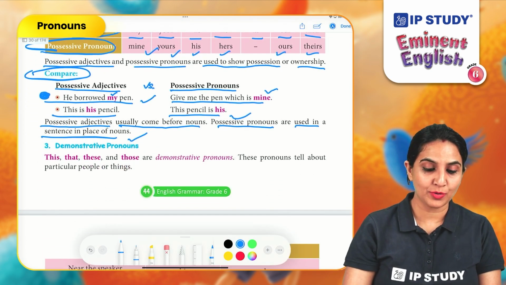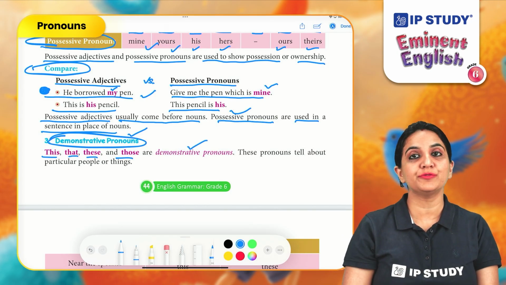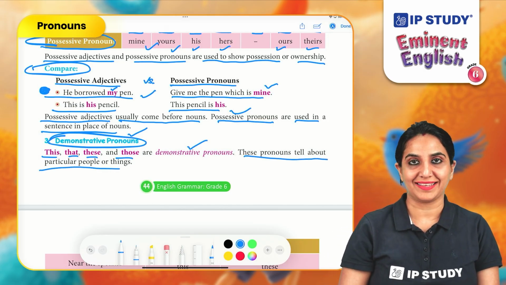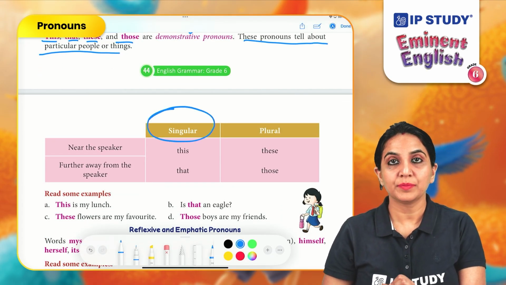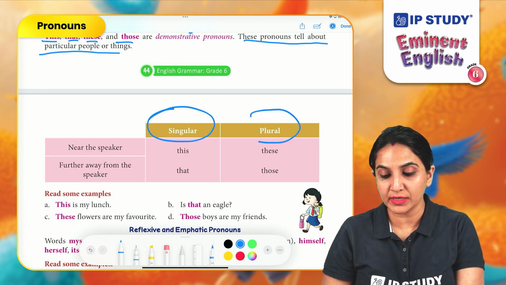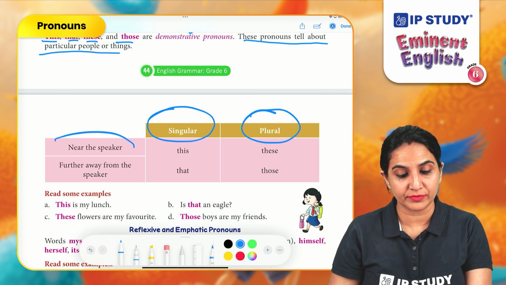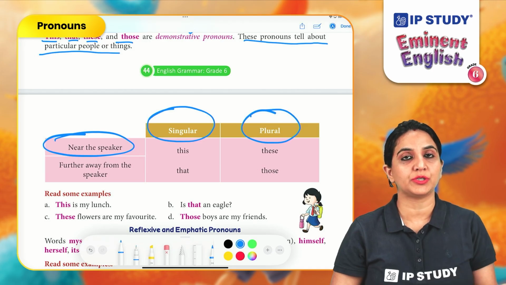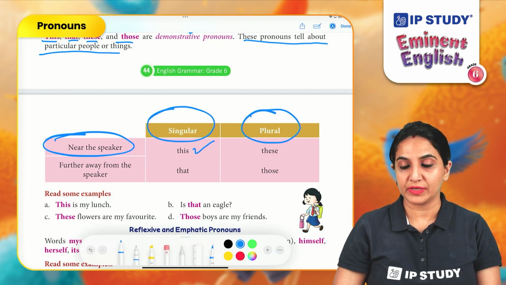Now let us study about demonstrative pronouns. This, that, these and those, they are all called demonstrative pronouns. These pronouns tell about particular people or things. Now let's talk about singular demonstrative pronouns and plural demonstrative pronouns. When we refer to the things which are near the speaker, that means we're talking about the things which are in closer proximity to us. For a singular pronoun, we use this, but for plural, we use these.